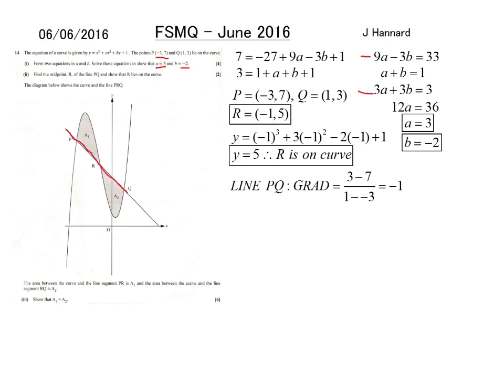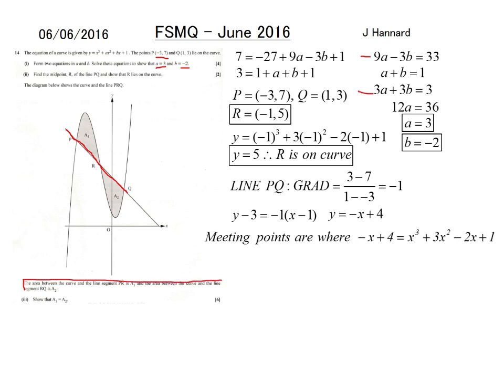So PQ has a gradient of back take back over front take front, which is minus 1. y minus 3 equals minus 1 times (x minus 1), which is that. I was running out of space here, so I'm skipping a couple of steps, but you should be able to keep up with that. So y equals that. This is for the third part, by the way, because we're looking for the area. I nearly missed that when I was doing it before.